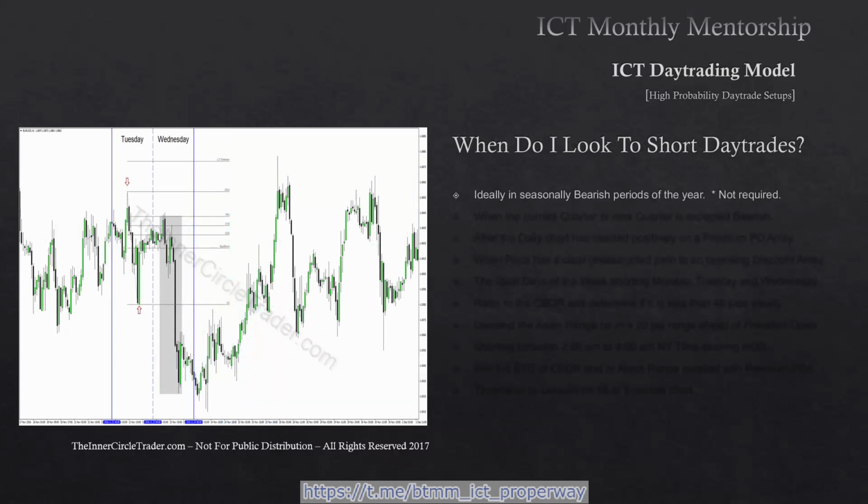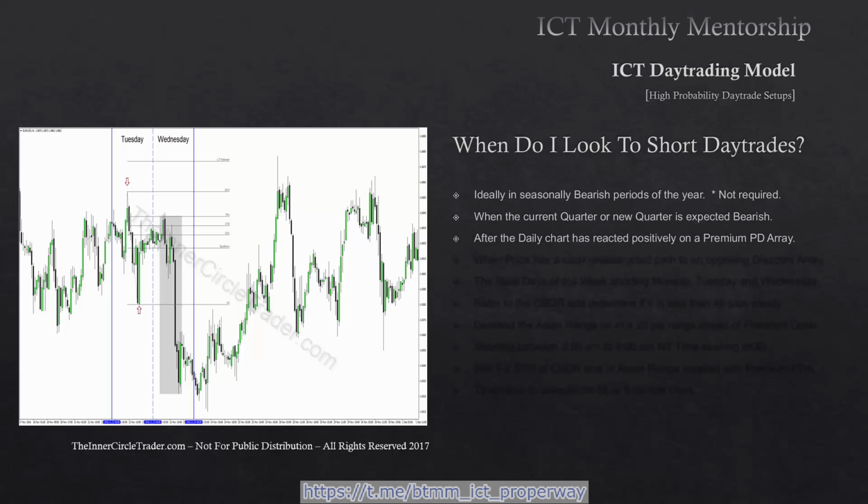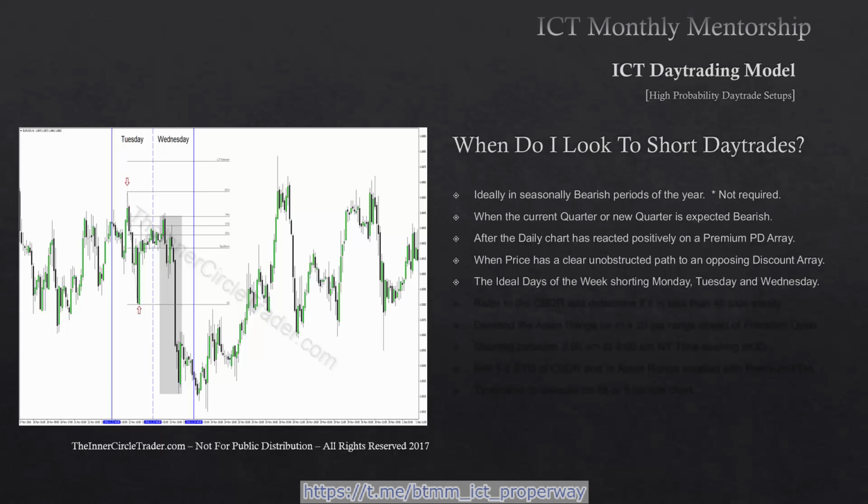Ideally in seasonal bearish periods of the year, but it's not required. When the current quarter or new quarter is expected bearish, after the daily chart has reacted positively on a premium PD array, when price has a clear unobstructed path to an opposing discount array, the ideal days of the week for shorting are Monday, Tuesday, and Wednesday.